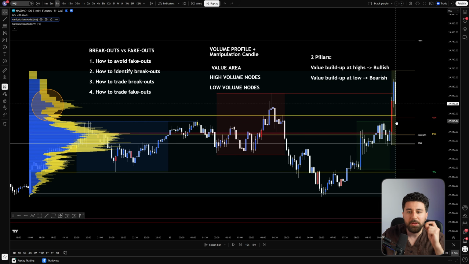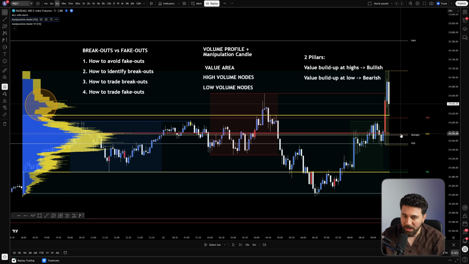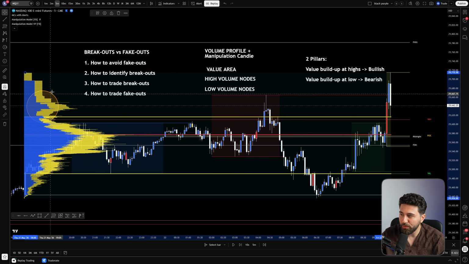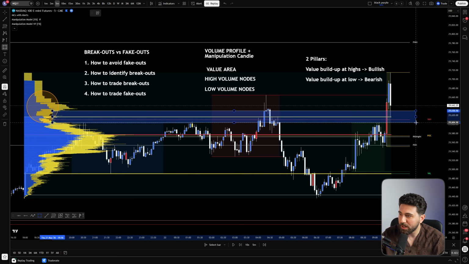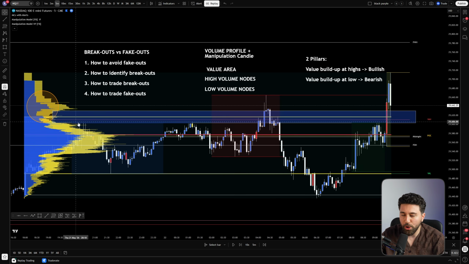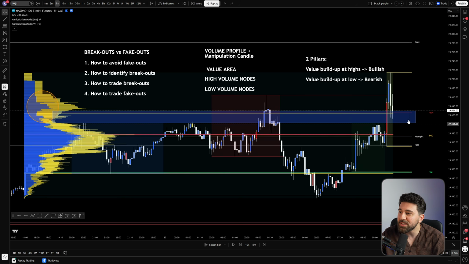Now I call this the make or break. So now either we're gonna go up or down, but if you look at the volume profile, you will see exactly that right here at the value area high, we have a low volume node, and this is being tested right now, but with no real follow through, right? So we are still ranging and nothing is really happening. No value is being built up here.